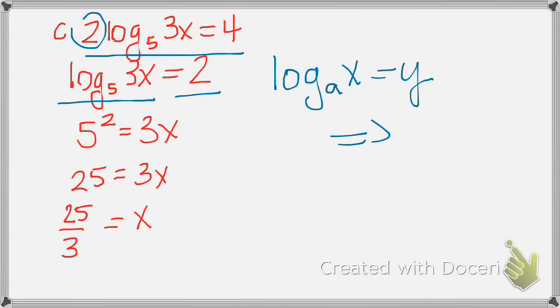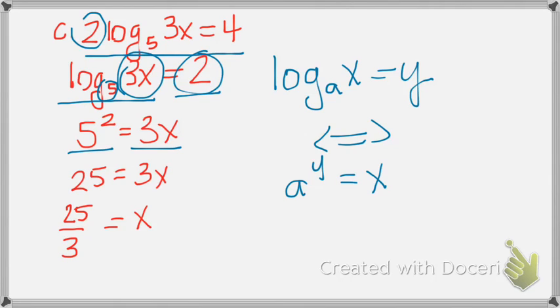Now I can use the property that if I take my a and raise it to the y, it should equal x. So I take my 5 and raise it to the 2, which is here, and it should equal this value here, which is 3x. Of course, 5 squared is 25, which is equal to 3x, and then we solve for x, and we get x is equal to 25 thirds.